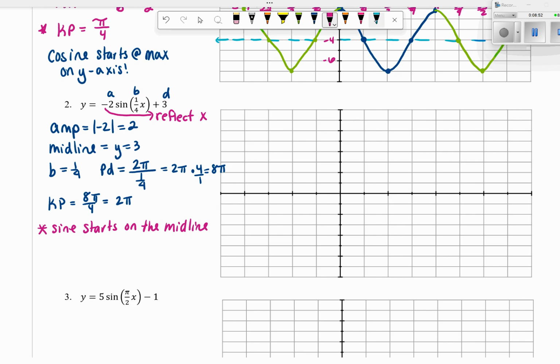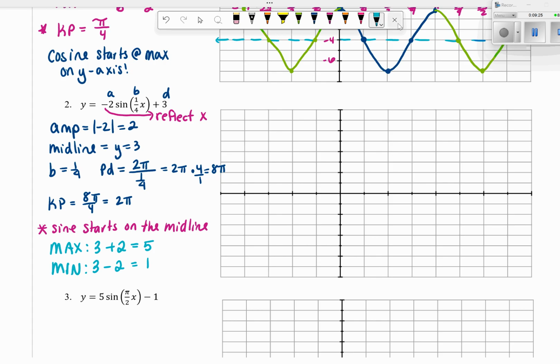And then we can also, like we did in the last one, so this time let's go ahead and find our max and min values first. So in this case, we know that the maximum is going to be equal to your midline, which is 3, plus your amplitude, which is 5. And your minimum value is going to be your maximum minus that amplitude of 2, which is equal to 1. So we know our max is at 5 and our minimum is going to be at 1.